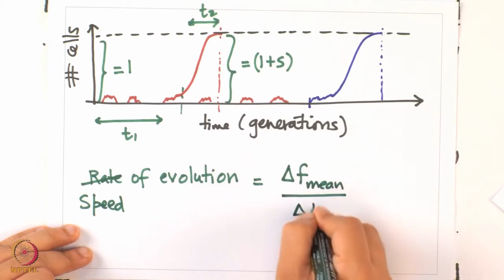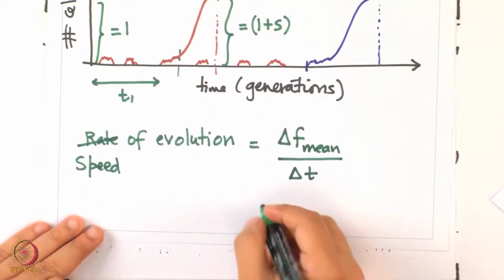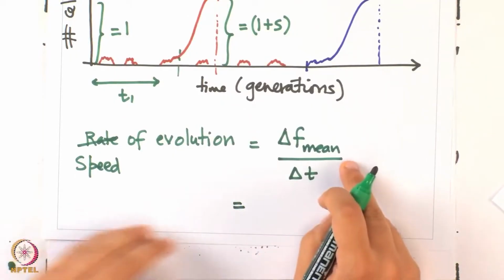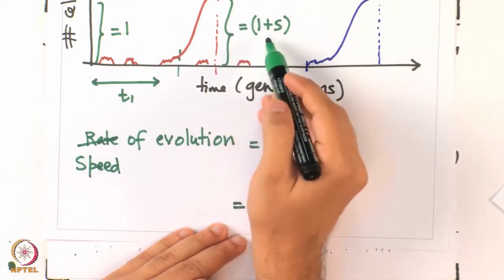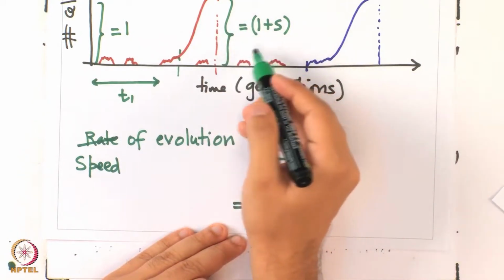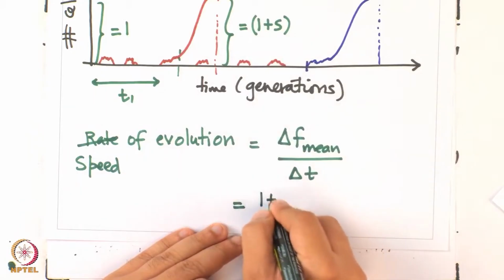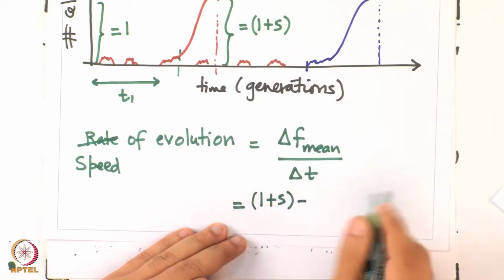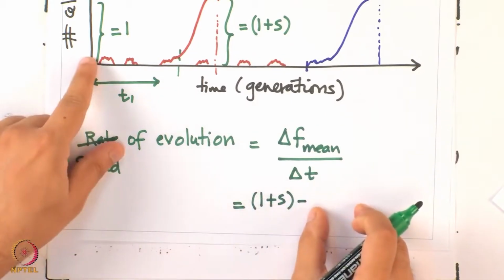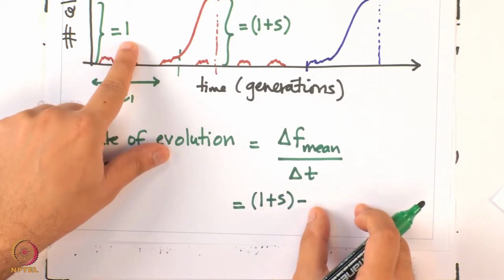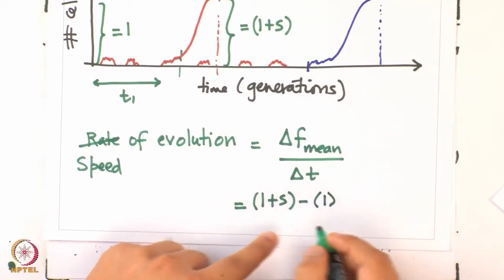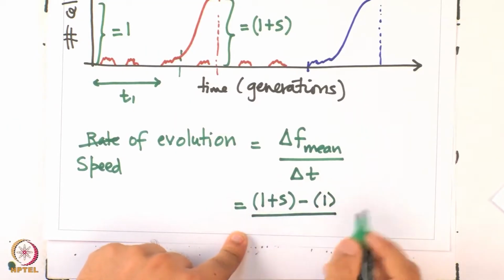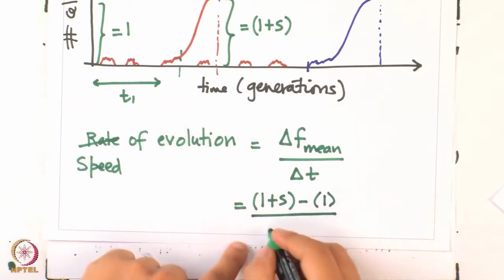divided by delta t, can just be represented as the delta f mean at the end point. Since every individual has a fitness 1 plus S, the mean fitness is also 1 plus S. So, this is 1 plus S minus the initial fitness. Since every individual was at a fitness level 1, the mean fitness at the beginning of the experiment is 1, and this change happened in time T1 plus T2.